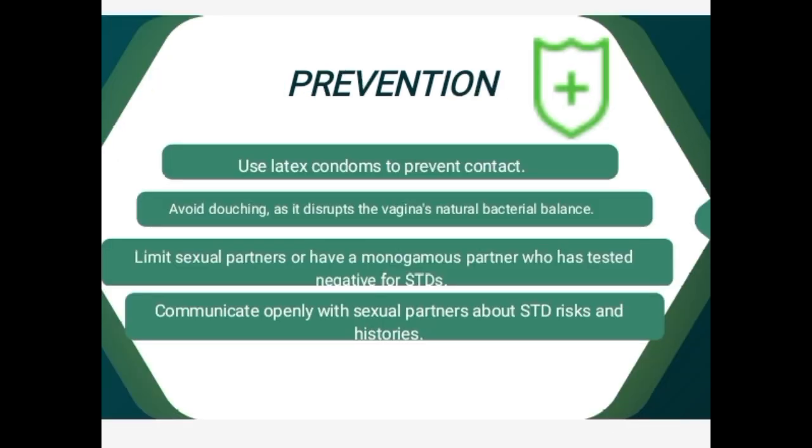So how to prevent this one? Of course, when having sex, use a condom to prevent contact. Avoid douching for women, as it disrupts the vagina's natural bacterial balance. Limit also the sexual partners or have a monogamous partner who has tested negative for STDs. And last, communicate openly with sexual partners about STD risk and histories. And I think that's it.